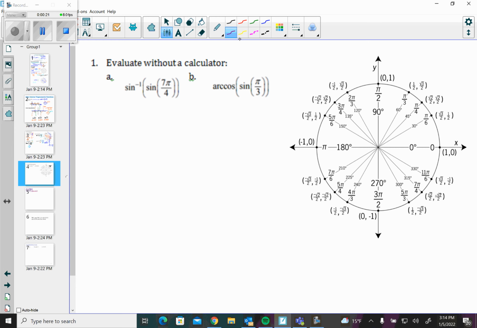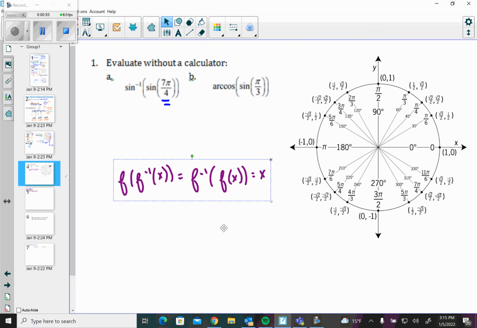Now our first inclination might be to say, well, I know that f composed with f inverse and f inverse composed with f of x are just equal to x, or whatever's inside. The thing that's tricky, though, is the fact that 7 pi over 4 is not in the restricted domain of sine, thus the range of inverse sine. So how can we do a problem like this?